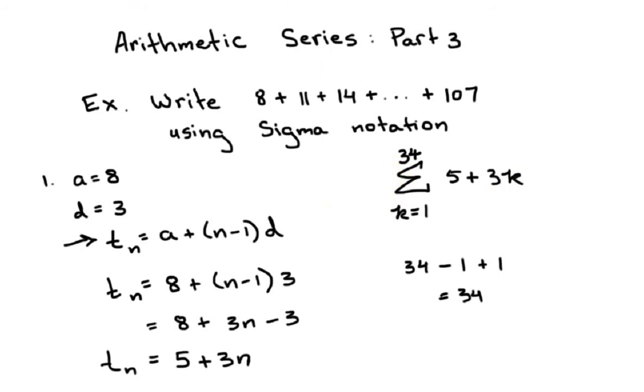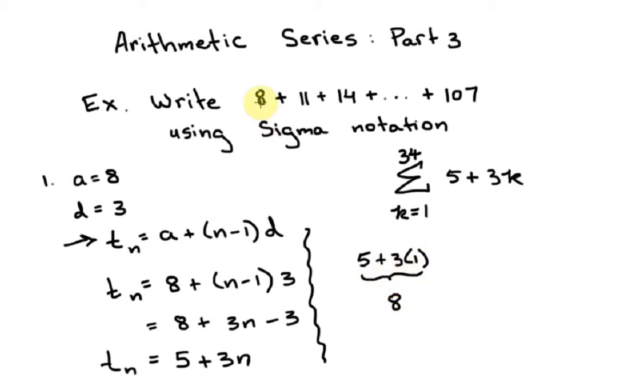Might be a good idea to check our work just to make sure everything's working out okay. So what I'm going to do is just try running through a couple of terms here. Suppose we started off, we put in 1. We would get for our first term 5 plus 3 times 1. So that would be our very first term, and of course, what's 5 plus 3? It's 8, and that's what we want our first term to be. So that one checks off.